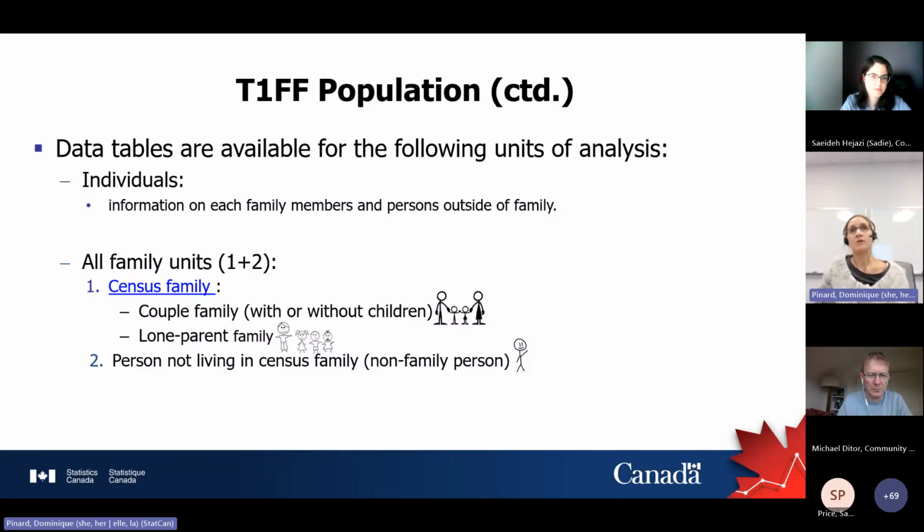So you have couple family with or without kids, and lone parent family. That information is actually available, as I described, on the file. So you could tell whether a person is in a couple family, if they have kids or not, if they are in a lone parent family, or if they are a person not living in census family. When we release data at the census family level, we are going to include most of the time these two universes, census family and persons not living in census family, to ensure that we cover the full population. If you see a name like census family only, that means that it includes only couple family and lone parents. Otherwise, if we talk about census family unit, that's when it's going to cover everything.